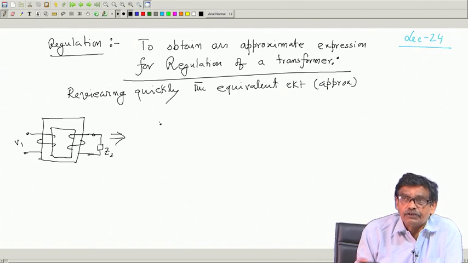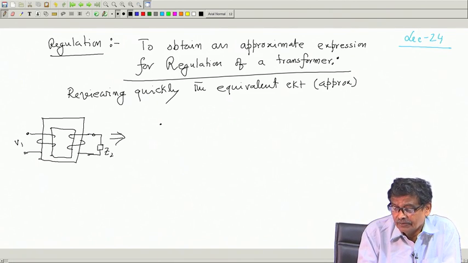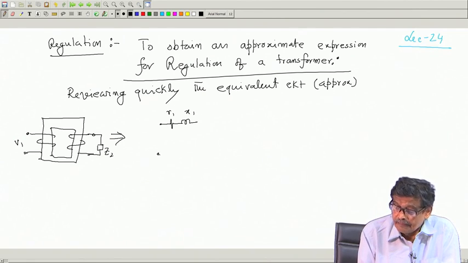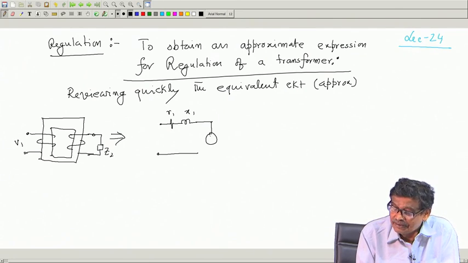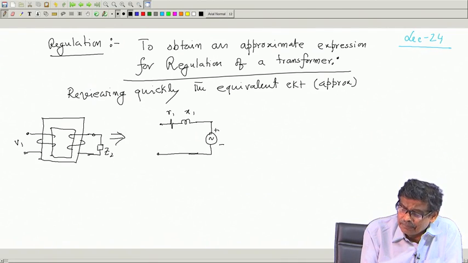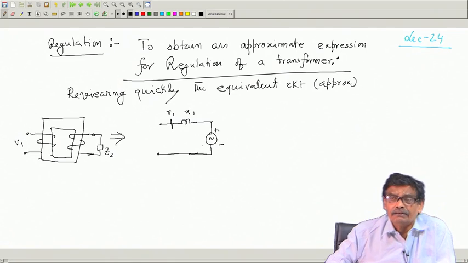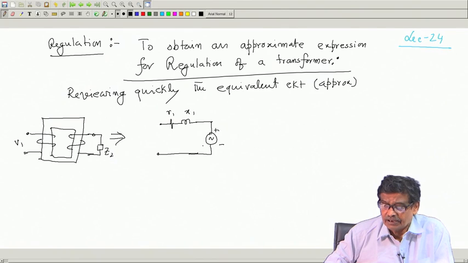Taking a deeper look into this equivalent circuit will enhance your understanding, I hope. So, what I told, there will be R1 X1, I can show it like this. And then here there will be an E1, because this ideal transformer part is this one. And the parallel branch is here, that I am not drawing, as you can easily see that the parallel branch will not come in the expression of the regulation.